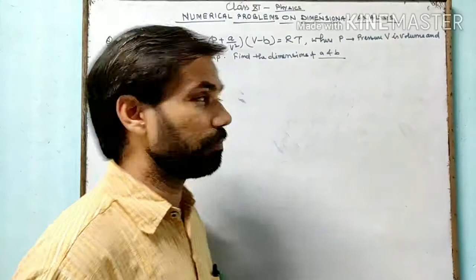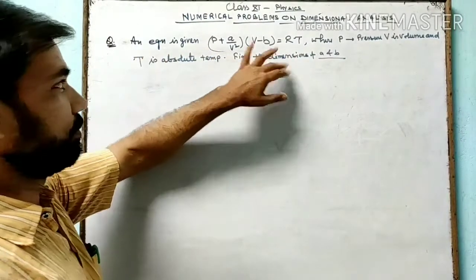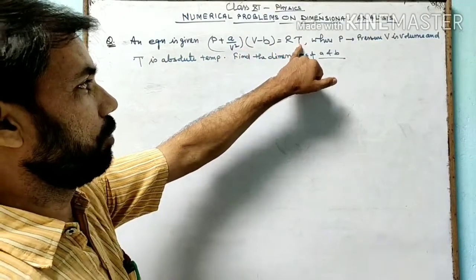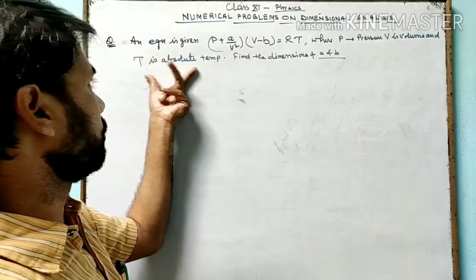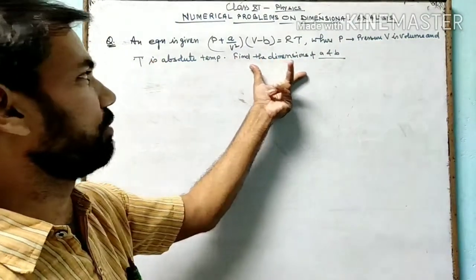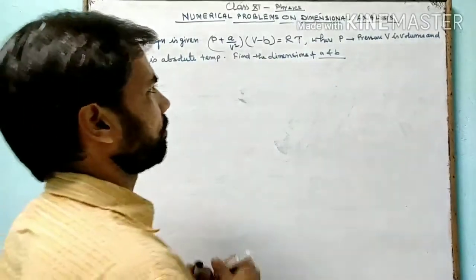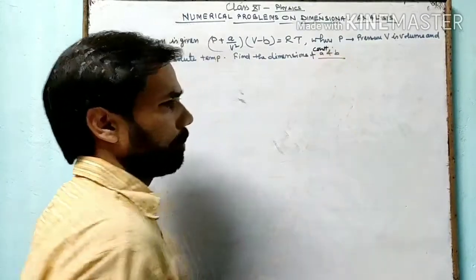First is written here: an equation is given, that is (P plus A upon V square)(V minus b) is equal to RT, where P is pressure, V is volume, and capital T is the absolute temperature. Find the dimensions of constants A and b. Here A and b are the constants.